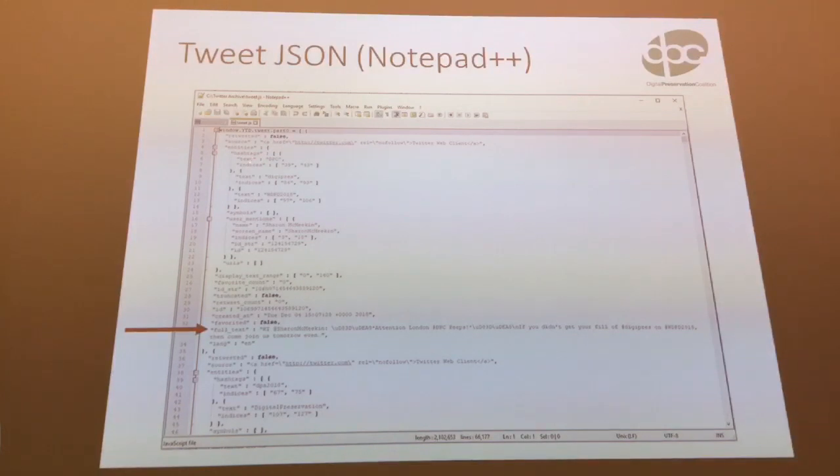I'm trying to think of what else might be pertinent that will make sense in English. I used the hashtag World Digital Preservation Day 2018, WDPD 2018, which it tells you there under the hashtags. It was not favorited. It was not retweeted. This is a terrible tweet. I should have looked at it more closely before I chose it.